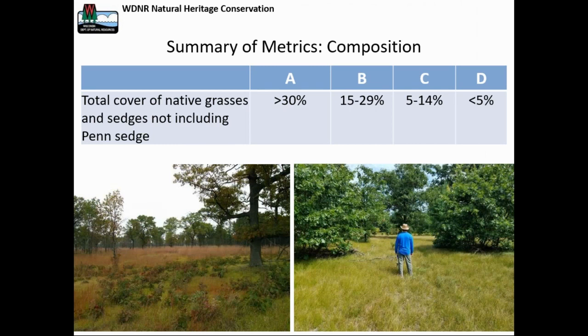One of the other metrics, also related back to the pen sedge example, is the total cover of native grasses and sedges, not including pen sedge. So where you see pen sedge, visually take it out in your mind and ask yourself, of the remaining native grasses and sedges, what's left. And the higher percentage you have there, the better a site is.